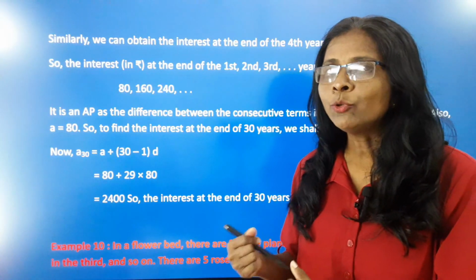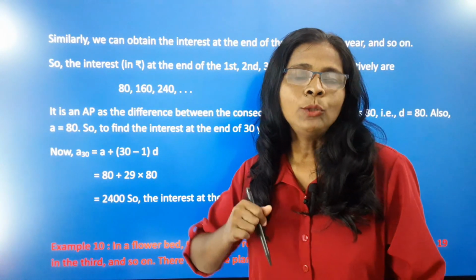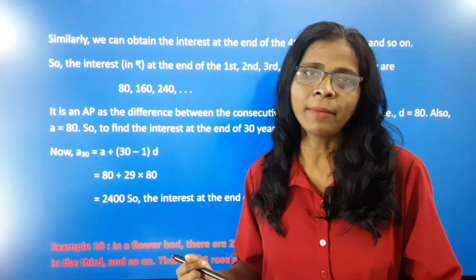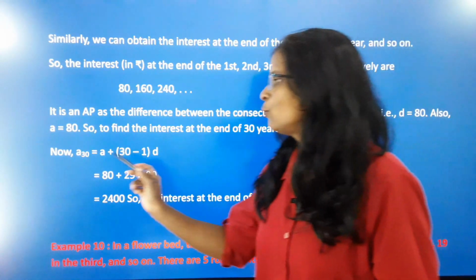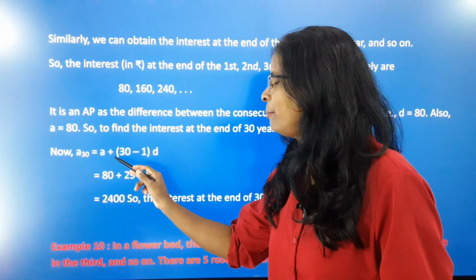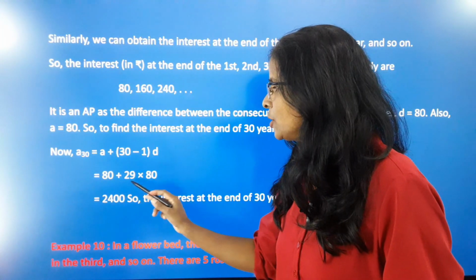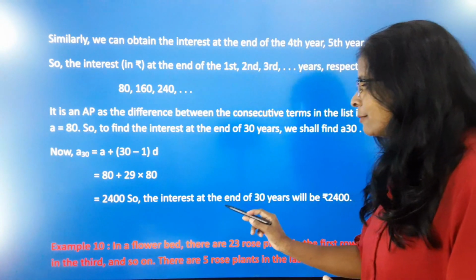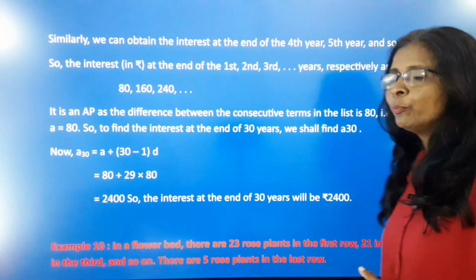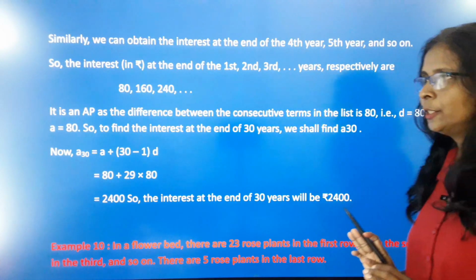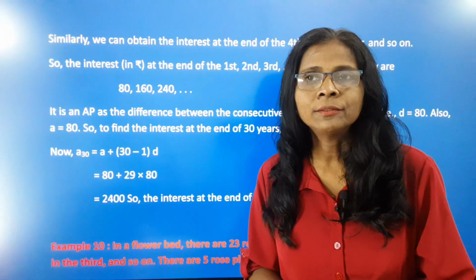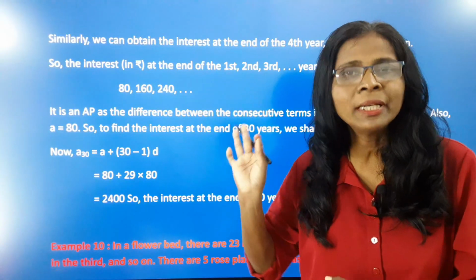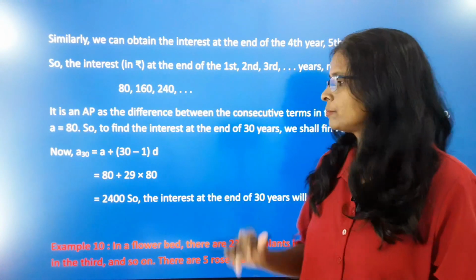For calculating A30, we have to know the formula of the nth term, and that is an is equal to a plus (n minus 1) d. So let us calculate A30, which is equal to a plus (30 minus 1) d. So 80 plus 29 into 80, which is equal to 2400. So the interest at the end of 30 years will be rupees 2400. This way we can calculate with a list of numbers which is an AP for the simple interest also, students.